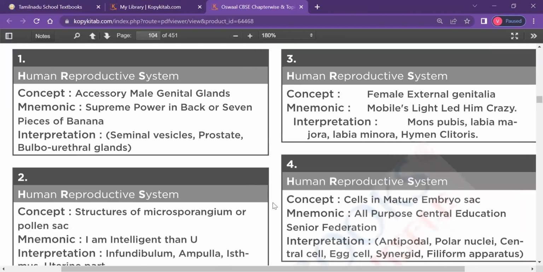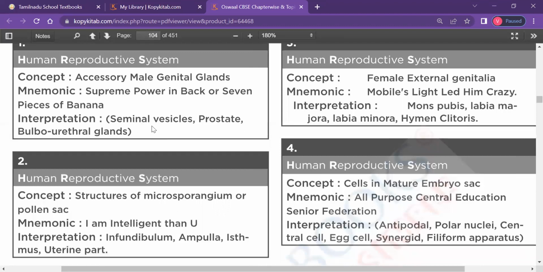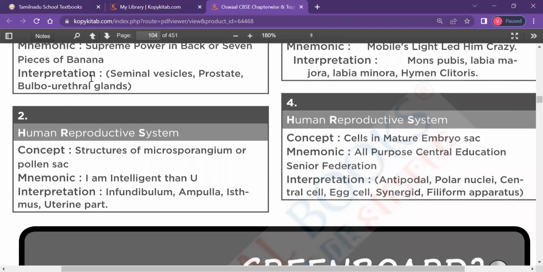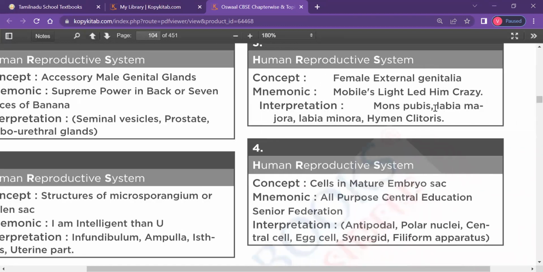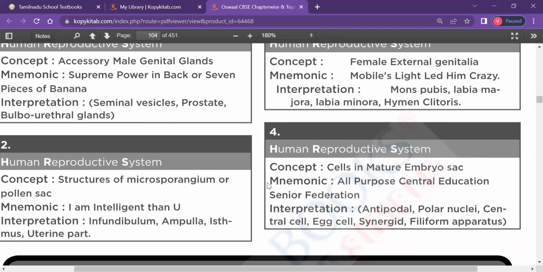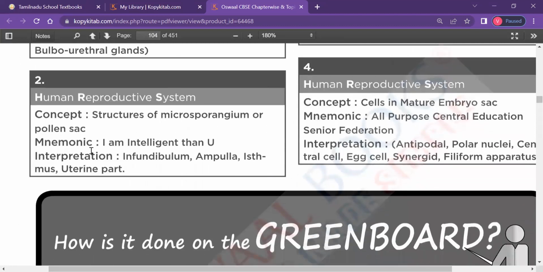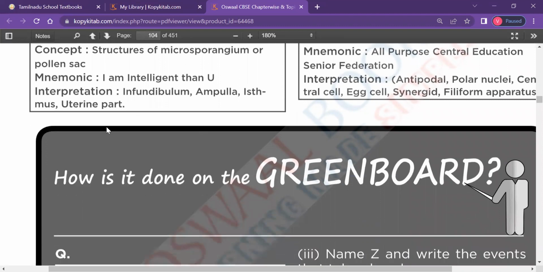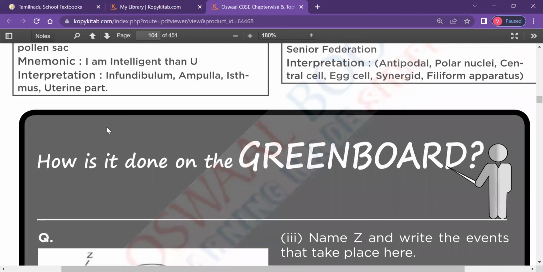What all do we have to understand regarding the male genital glands? The seminal vesicle, prostate, and bulbourethral glands. Then about the female: mons pubis, labia majora, labia minora, and clitoris. Then the human reproductive system, structure of the microsporangium or pollen sac. Like that, infundibulum, ampulla, isthmus, and uterine part. All these are the things which we work on.